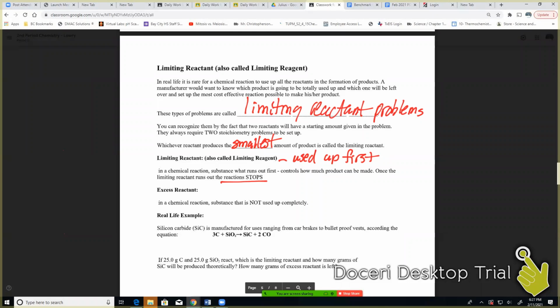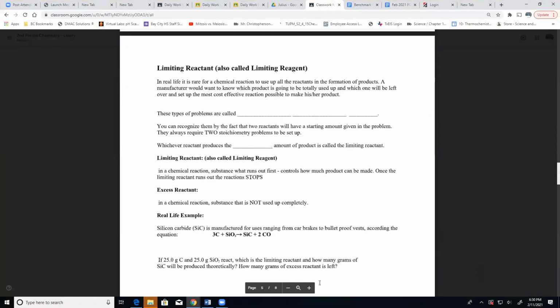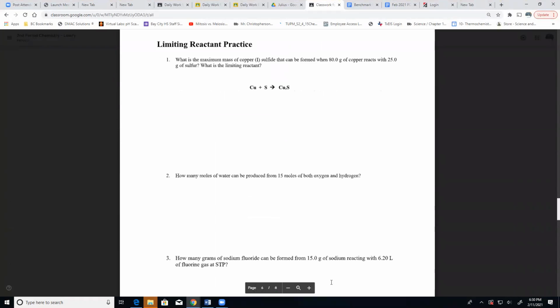In real life, say in a factory, where they're actually making something, one of the reactants may be really expensive, so that may end up being the limiting reactant, and they may just flood it with the other one, because if there's some excess of that left over, it doesn't really matter. But what we're really going to spend most of our time on today are percent yield problems.